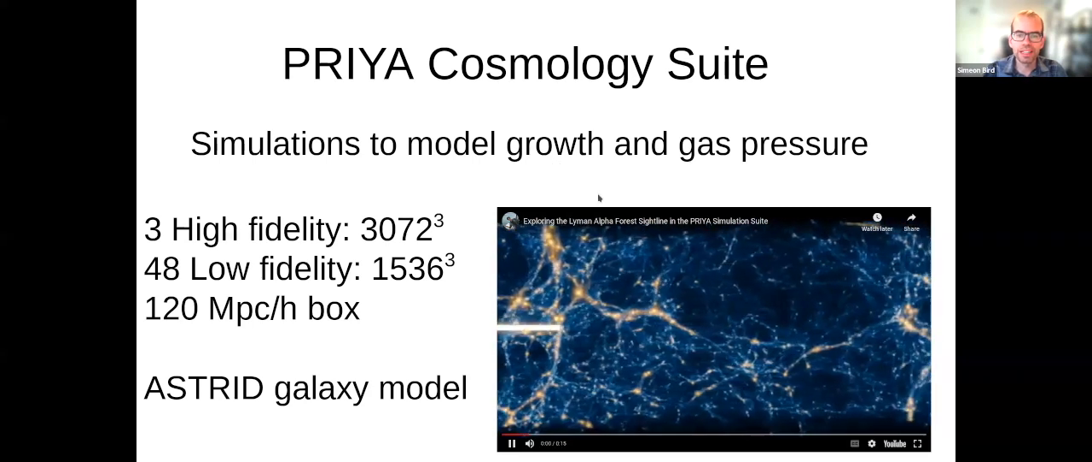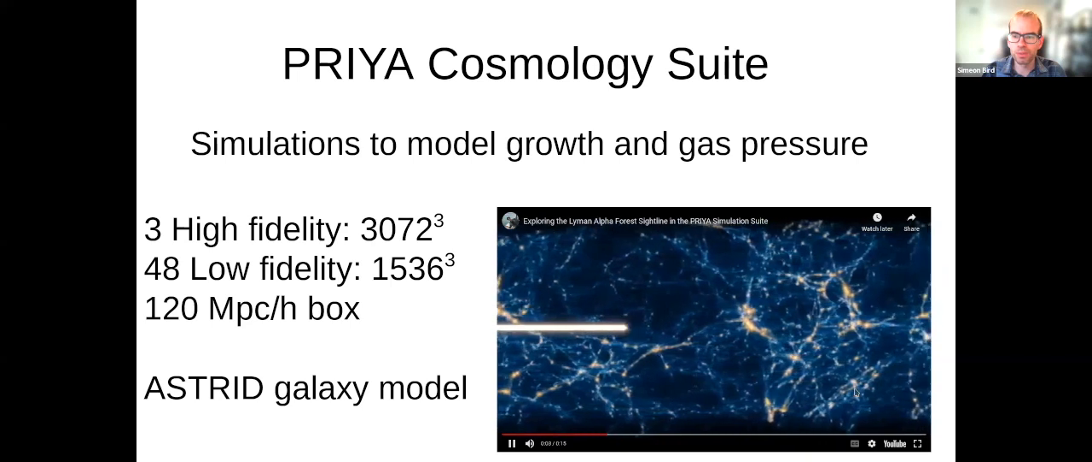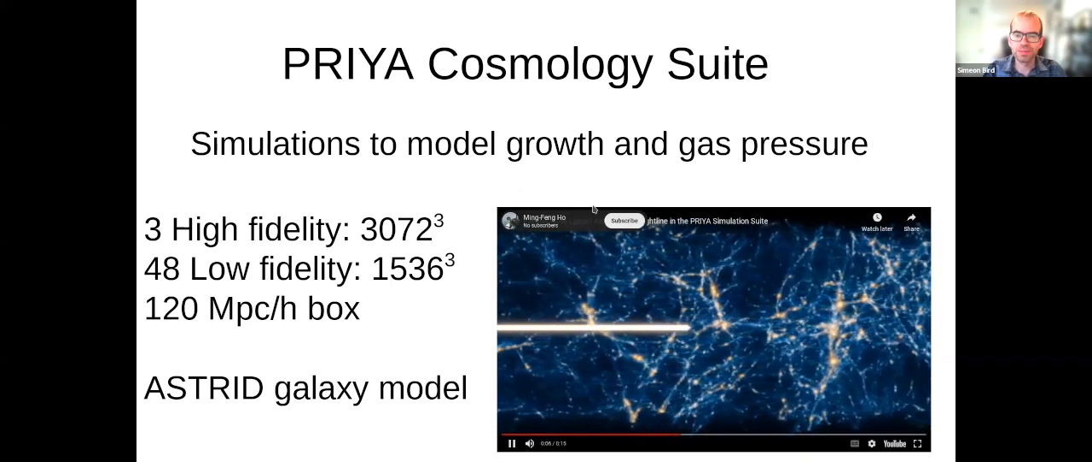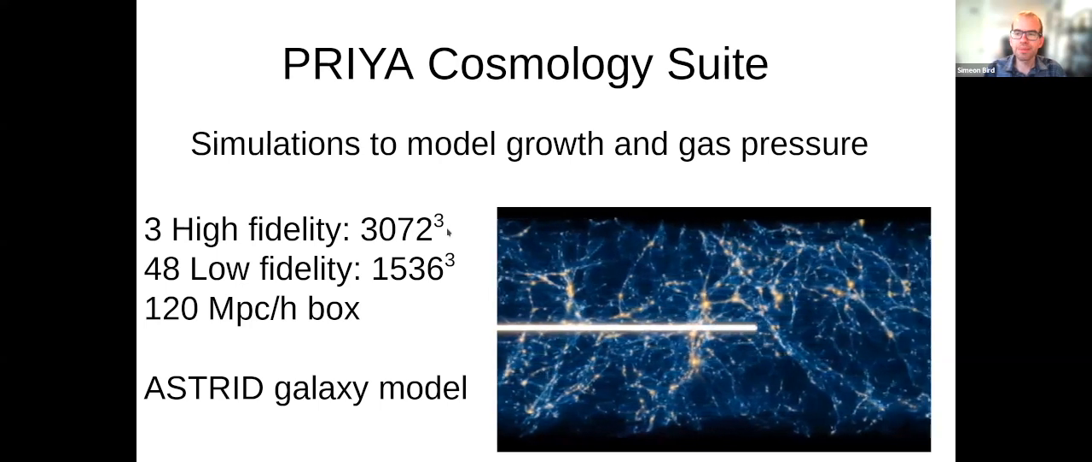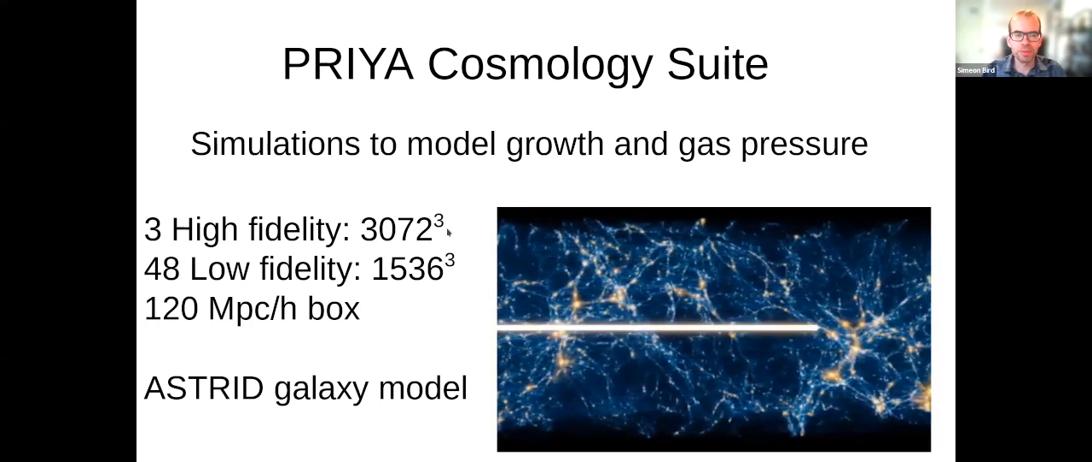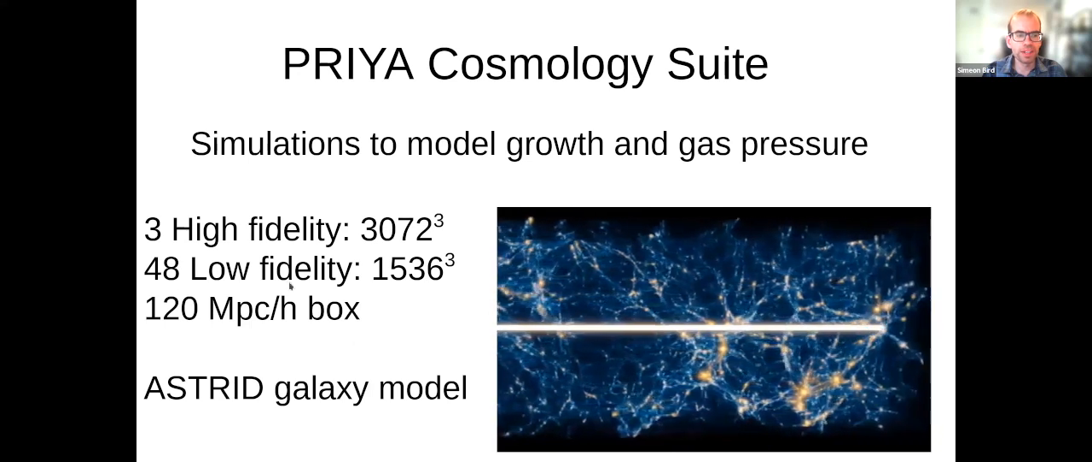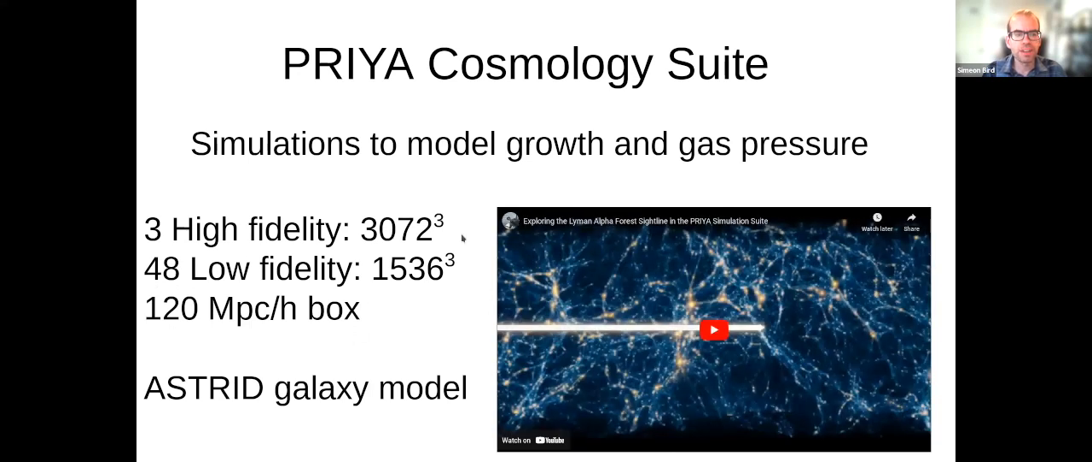I have performed a large suite of these simulations, shown in this wonderful movie as the sight line runs through the simulation box. This is the Priya Cosmology suite, named after my wife Priya, and they all take place in a 120 megaparsec box. I have 3 high-fidelity simulations, each with 3072 cubed particles. This gives them a resolution about 10% better than the illustrious TNG simulations. I also have 48 low-fidelity simulations with 1536 cubed particles. Although the resolutions are lower, there are enough of them that they can really explore a fairly large cosmological parameter space.